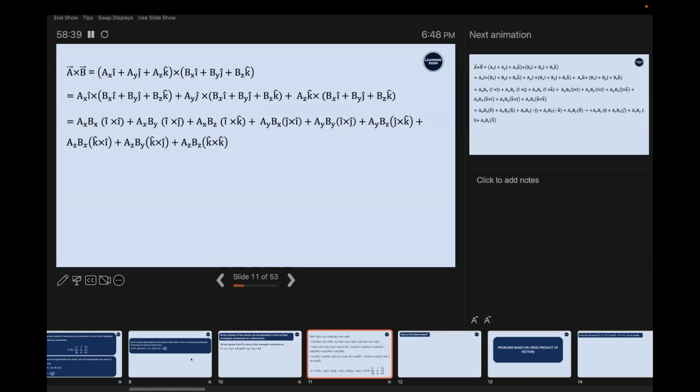Ay by j cap, here it should have been j cap. So there is a mistake here. That part alone I want you to note down again. J cap cross j cap plus ay bz j cap cross k cap, plus the third one, az bx k cross I, plus az by k cross j, plus az bz k cross k. Right? So first make a note of this one.